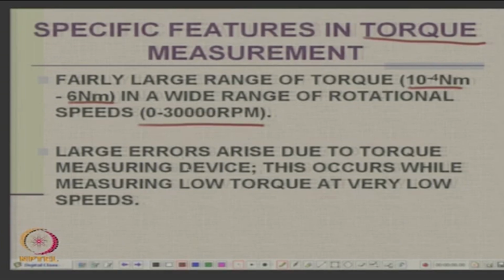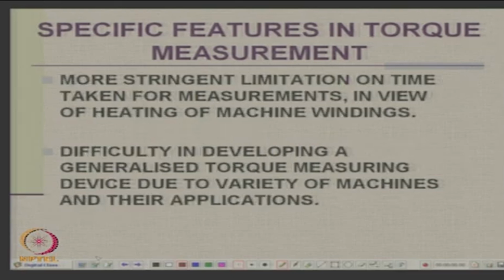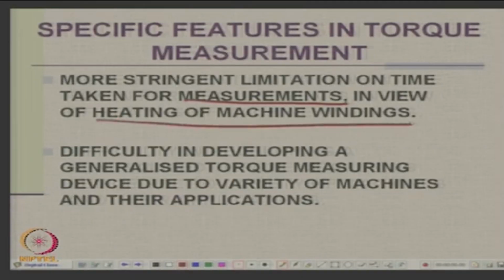Large errors arise due to torque measurement. This is one problem area. This occurs while measuring low torque at very low speeds. If you want to measure low torque at low speeds, considerable errors are possible. So these are some of the constraints you have to care about. The most stringent limitation is on the time taken for measurements because of heating of machine windings. After all, if there is considerable heating, resistance goes up, so torque readings may be affected, right, they will all be affected.